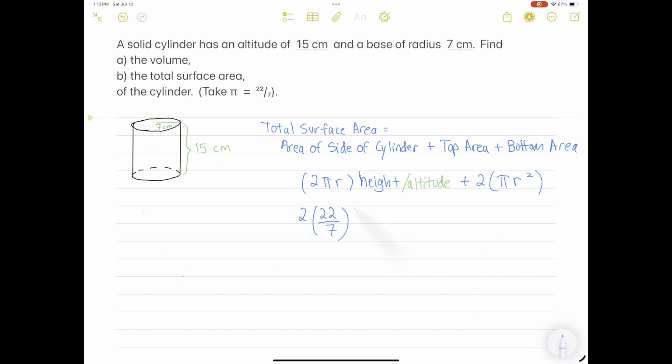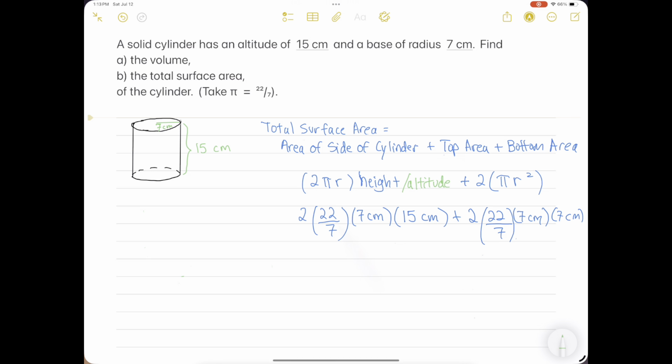So in the next line, I write 2 times pi, which is 22/7, times 7 centimeters for the radius, times 15 centimeters for the height, plus 2 times pi, which is 22/7, times radius, which is 7 centimeters square. But instead of writing 7 centimeters square, I will write it as 7 centimeters times 7 centimeters.